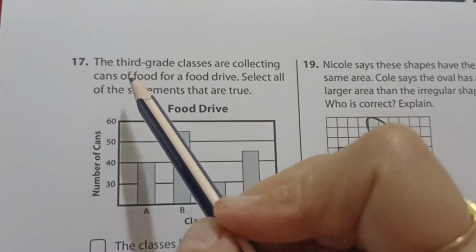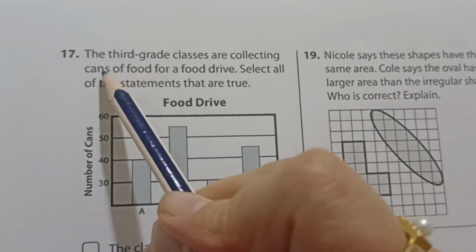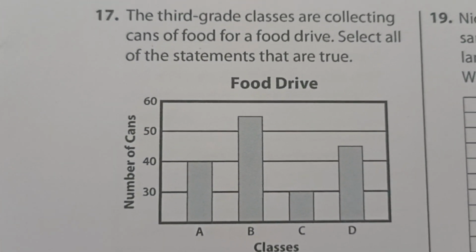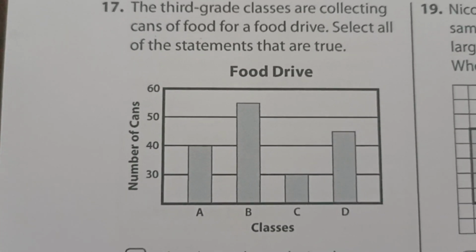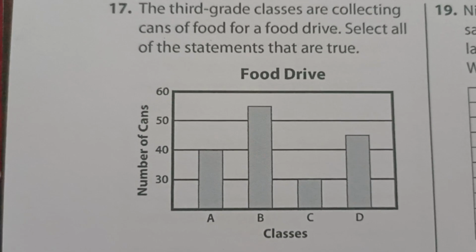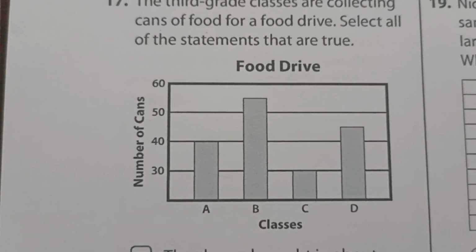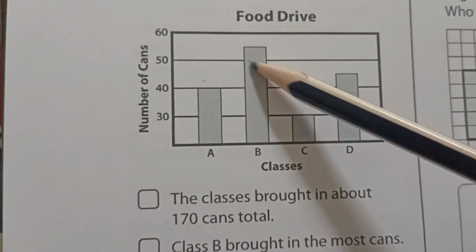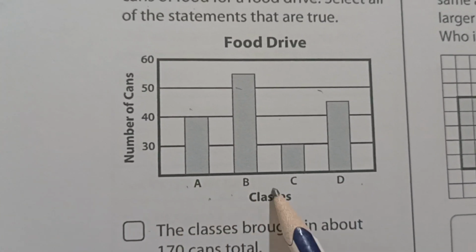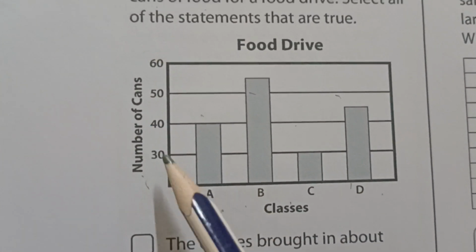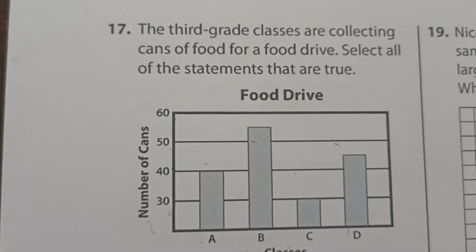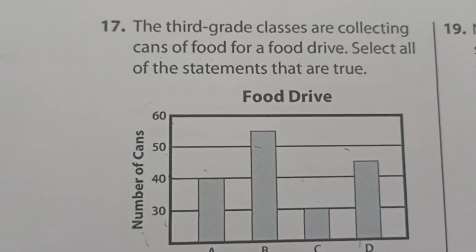Okay, the third grade classes are collecting cans of food for a food drive. Select all of the statements that are true. Okay, first of all, we see the bar graph. This is not a picture graph, this is a bar graph. When you see those bars, remember this, okay? So here we can see classes A, B, C, D. Here we can see the number of cans, 30, 40, 50, 60. So we need to select all the statements that are true.